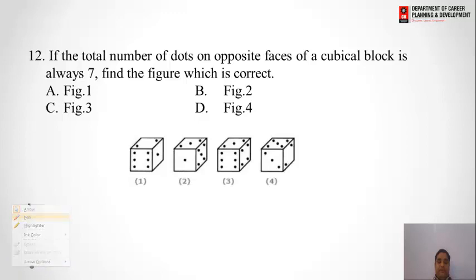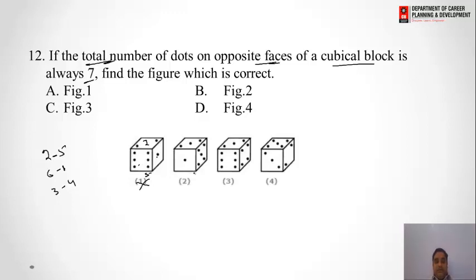The next question we have: the total number of dots on opposite faces of a cubical box is always 7. Find the figure which is correct. Now what we need to understand is, the total number of dots on opposite faces of a cubical block is always 7. Meaning if we say 2 has opposite, that is 5, we can say 2 and 5 are opposite to each other, 6 and 1 opposite to each other, 3 and 4 opposite to each other. First cannot be the answer because 6 and 1 are adjacent to each other.